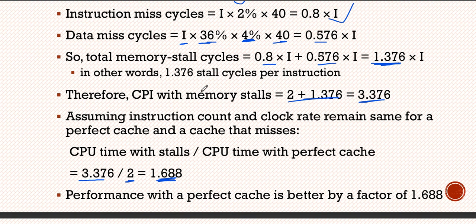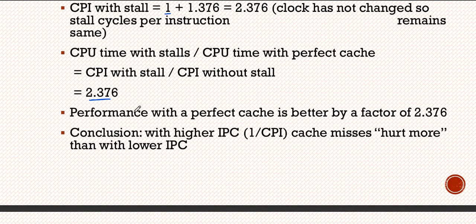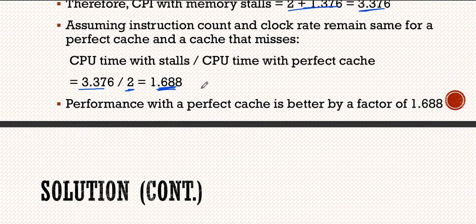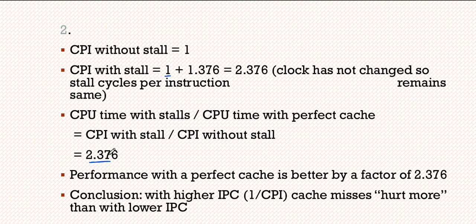So that's what it means. When you compare to the perfect counterpart, the perfect counterpart is the 2, the original CPI without the misses. Realize that the perfect counterpart is doing 1.68 times better. Here the perfect counterpart is the 1, and it is doing 2.376 times better. So it means that this machine doesn't really hurt much compared to its perfect counterpart, but this machine hurts much compared to its perfect counterpart.